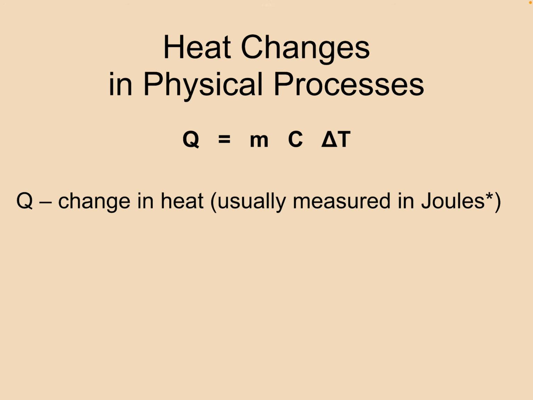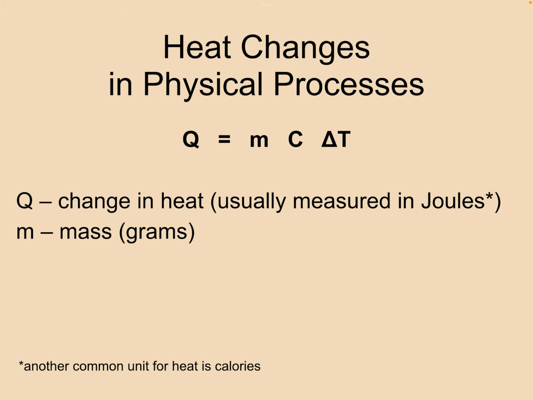Remember, Q is our change in heat. This is typically how much heat is absorbed or released, and it's typically measured in joules. You may also see it in calories, but then we would have other variables that take into account being in calories instead of joules. M is going to be our mass in grams. C is our specific heat, and remember this is unique for every substance. And for water, there's a different specific heat depending on if it is solid, liquid, or gas. And the unit for specific heat is joules per gram degree Celsius.